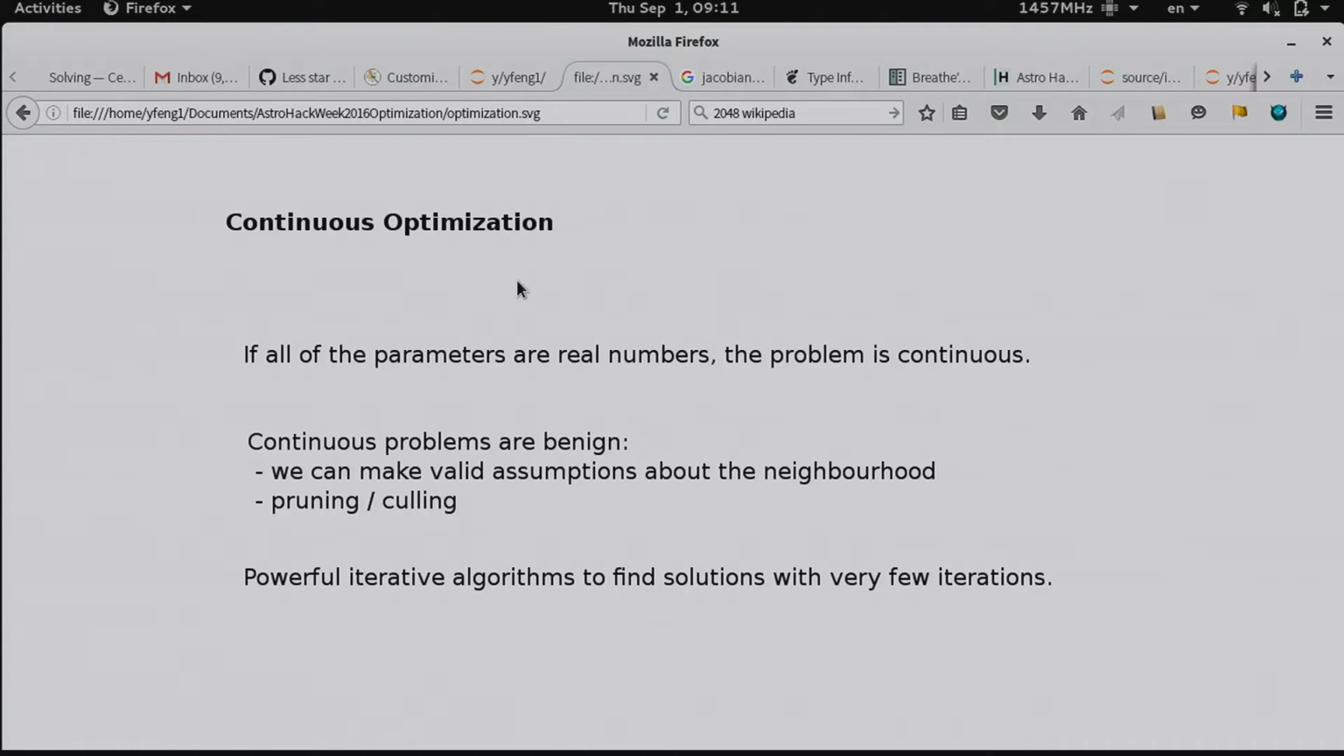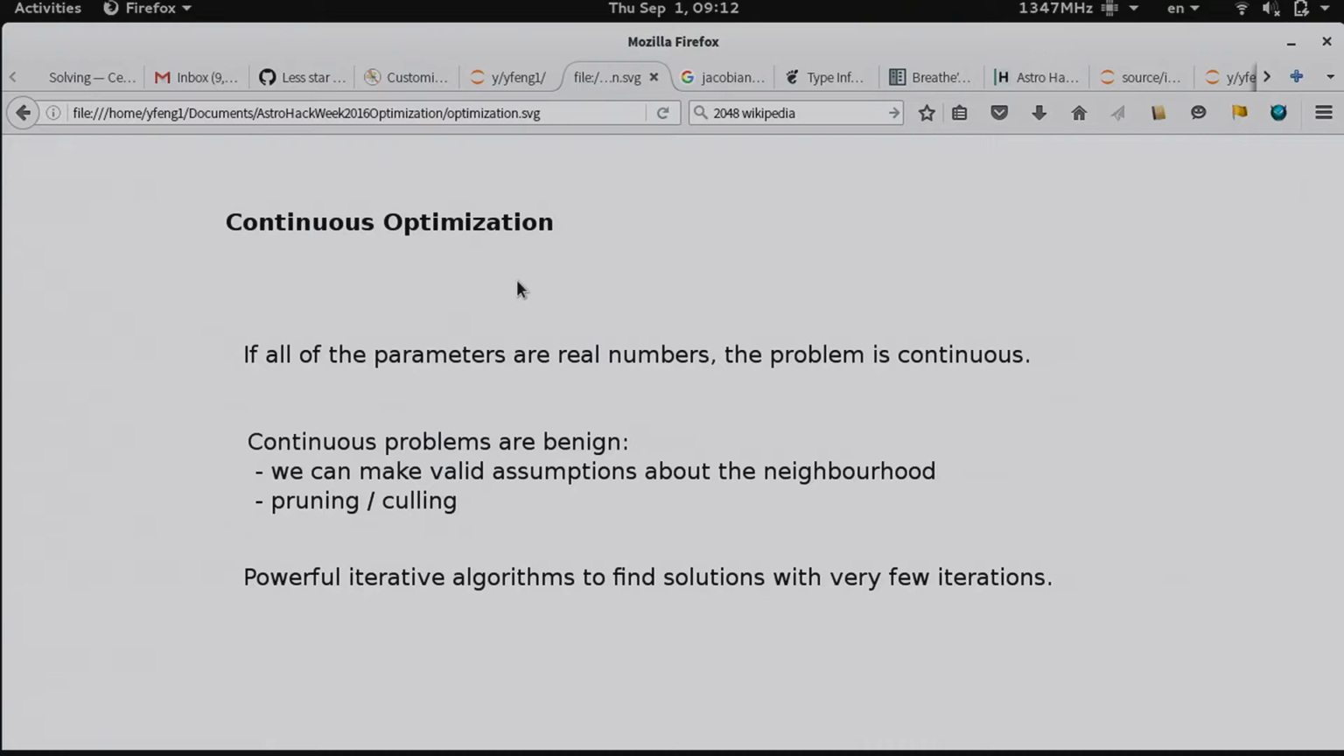Another type that's more benign is continuous optimization. If all of the parameters are real numbers, so x are real, then the problem is continuous. One special type is if some of the variables are complex numbers. These are still continuous problems because each complex number is 2 real numbers, so you just replace them. It's very typical in optimization: we replace a complex number with 2 real numbers. So these continuous problems are benign even though the domain looks denser, right? You have a lot more choices because now we are not limited to integers.